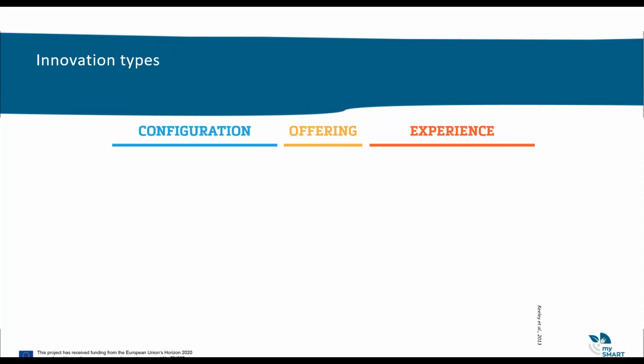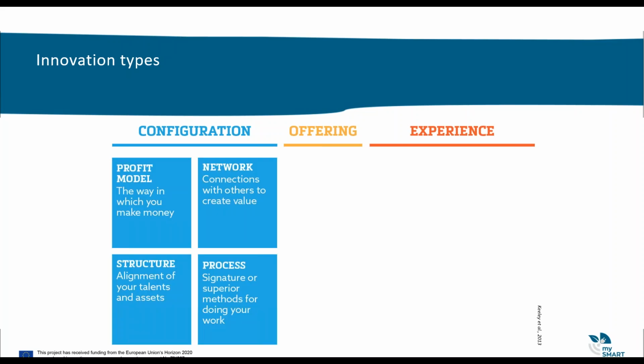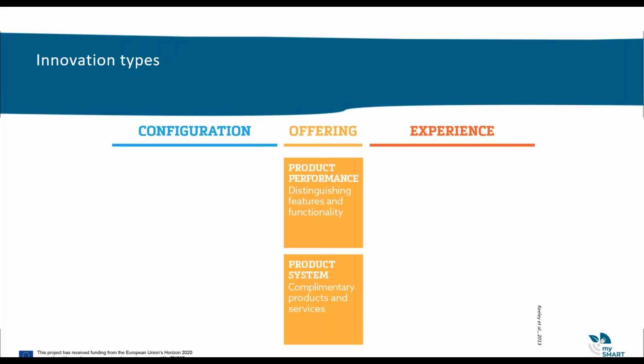which is focused on the innermost working of a company, and it comprises 4 types of innovation. Then offering, and experience. So as I said, configuration comprises these 4 main types. We can improve the profit model, our network, the structure, and the process. In terms of the offering, it is focused on core products or services and comprises 2 main types of innovation: the product performance and the product system.